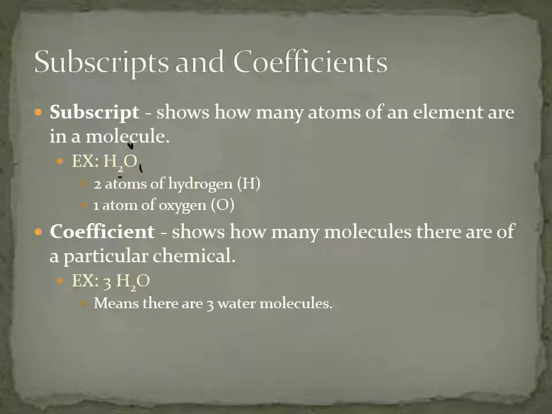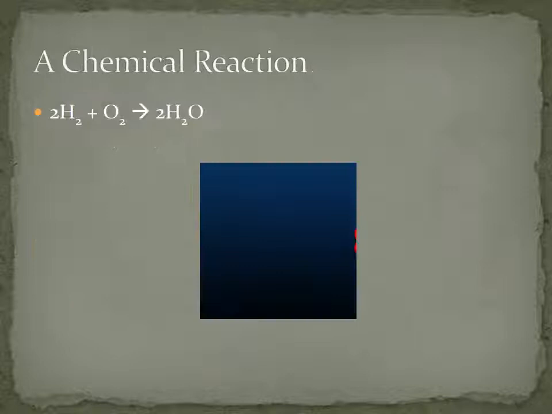Now, a coefficient is a number that's going to go in front of our chemicals. So what this 3 means is that we have 3 water molecules present. In terms of individual atoms, we've got 3 times 2, which gives us 6 hydrogens, and 3 times 1, which gives us 3 oxygens. Here's a little animation showing the synthesis of water. You can see the green molecules are hydrogen, and the red molecule is oxygen.